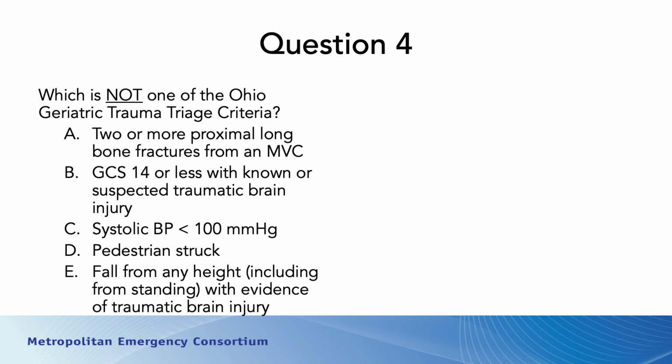2 or more proximal long bone fractures from an auto accident, a GCS of 14 or less with known or suspected TBI, a systolic blood pressure of less than 100, a pedestrian struck, so a geriatric patient who's struck by a car, or a fall from any height, including standing, with evidence of TBI. So, evidence of TBI for me means the patient has altered LOC following a head injury and their level of consciousness is different than their baseline. So if they're an Alzheimer's patient who already is confused with a GCS of 14, if their GCS is now 12 after a fall with head injury, that would be considered a TBI in a geriatric population.